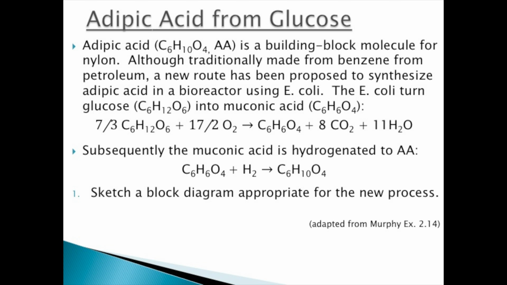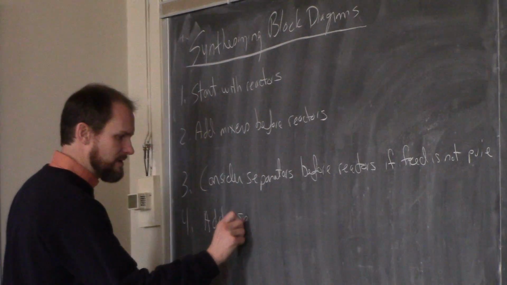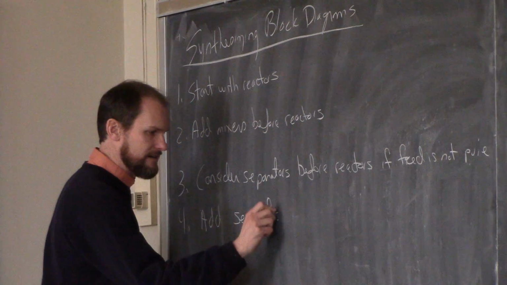There may be processes where we want to do that if we've got a lot of substitution reactions going on. We don't want amines getting in there. We don't want the nitrogen to get in there. It's probably going to be pretty expensive. So in this case, we probably don't want to separate out the nitrogen. Step 4, add separators after the reactors.